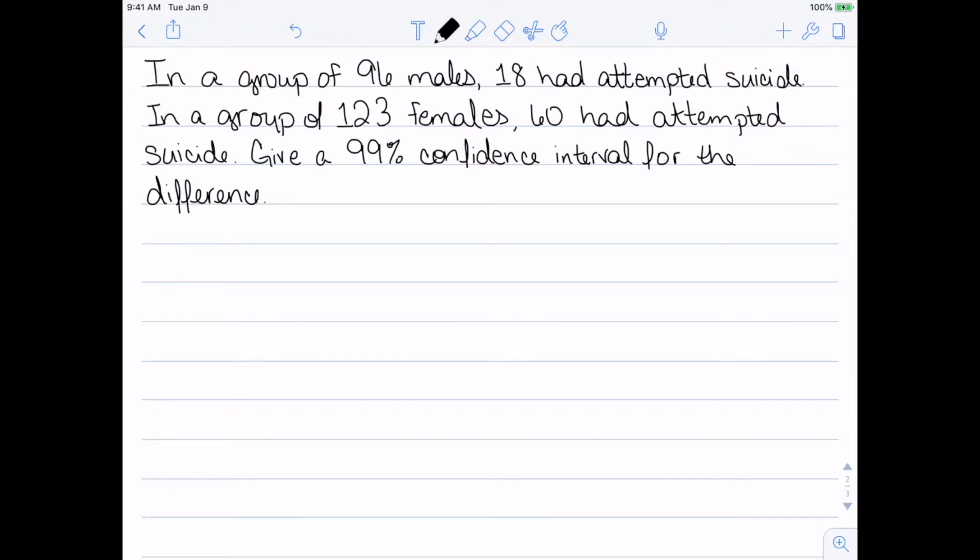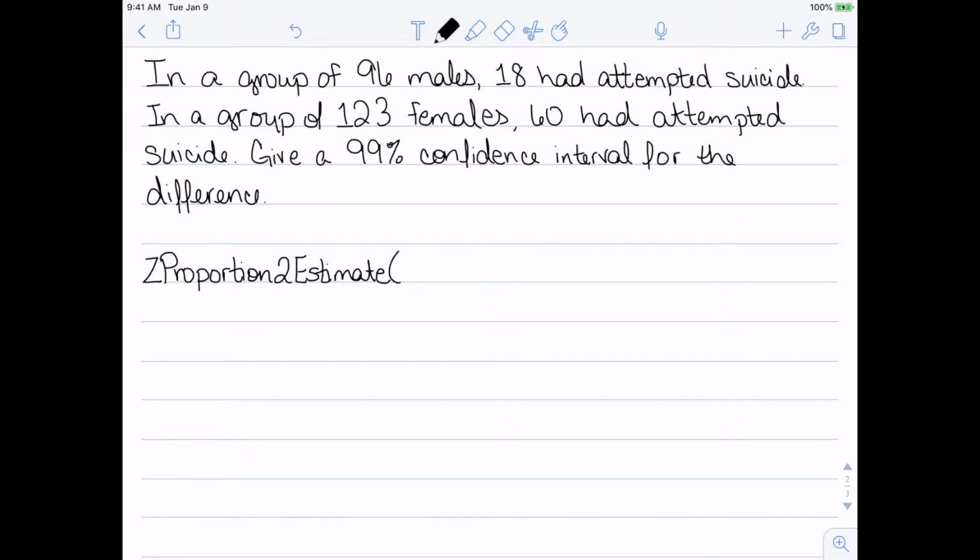In a group of 96 males, 18 had attempted suicide, and in a group of 123 females, 60 had attempted suicide. So we want to give a 99% confidence interval for the difference. Since we're dealing with proportions, we know we need to use the z proportion 2 estimate.